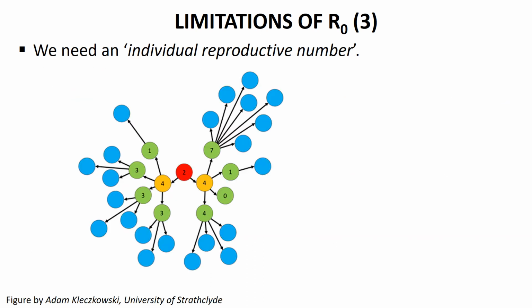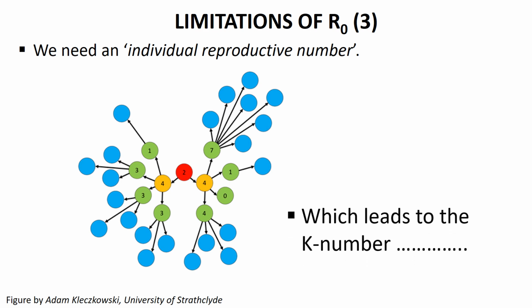So what we need is an individual reproductive number rather than everyone having the same average reproductive number. As a simple example, the person in red has an individual reproductive number of 2, and he or she infects 2 others in orange. The orange individuals infect 4 others in green, and the green individuals have different reproduction numbers: 4, 0, 1, 7, 3, 3, 3, 1, etc.